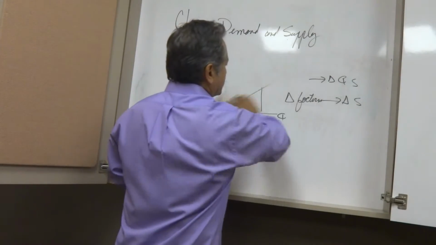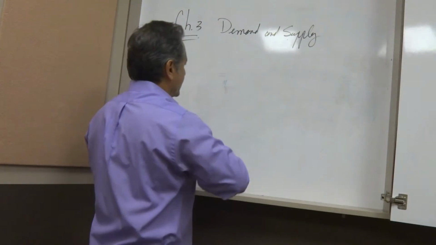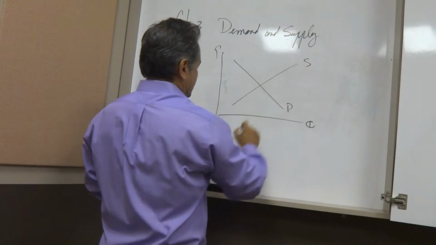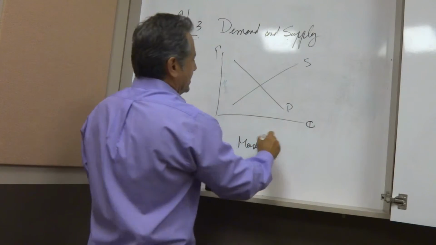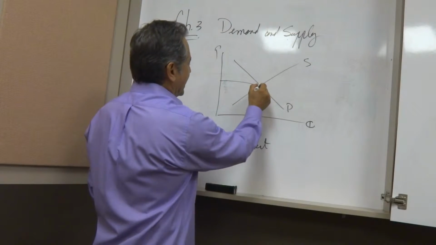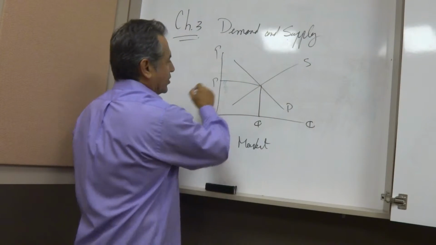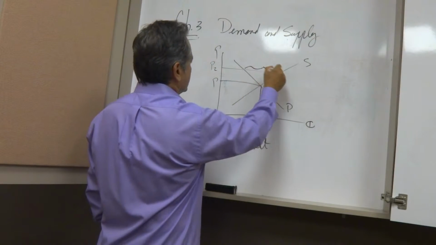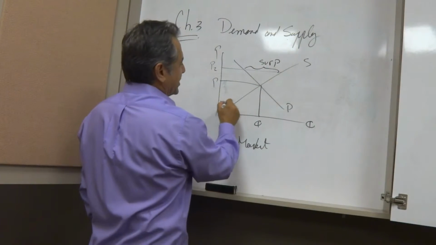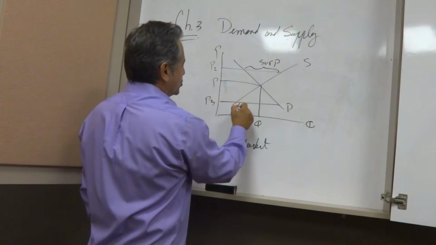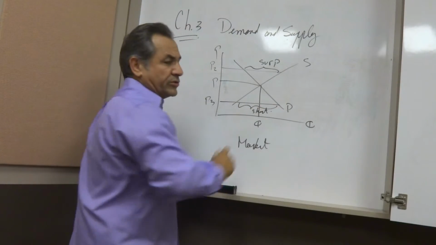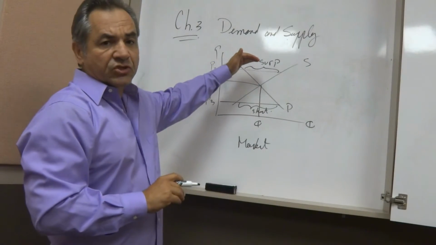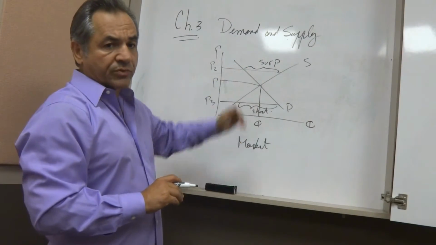In order to determine price, we need to put supply and demand together. And this will give us the market. The equilibrium price is where quantity demanded and quantity supplied are equal. If price is above equilibrium, there will be a surplus in the market. And if price is below equilibrium, there will be a shortage in the market. So you need to know about surplus, shortage, equilibrium price, equilibrium quantity. If there is a surplus in the market, price will fall. If there is a shortage, price will increase.